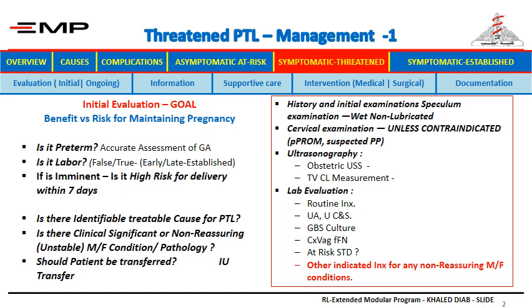That's to say the risk of delivery within 7 to 10 days is suspected by either a short cervix or a positive cervicovaginal fibronectin.